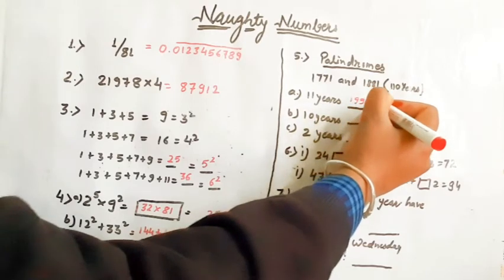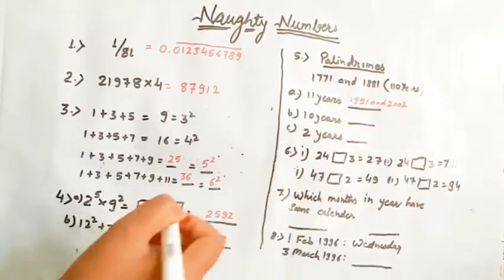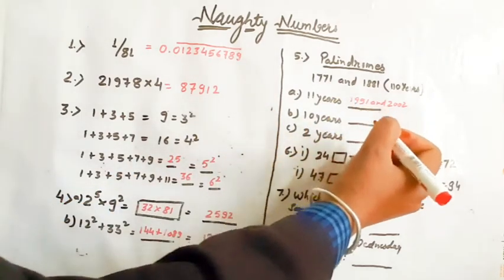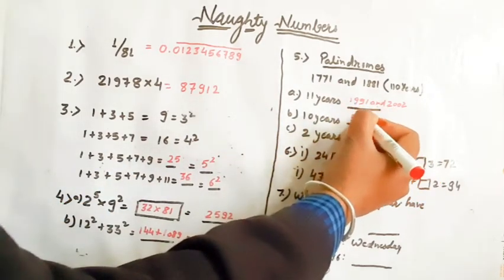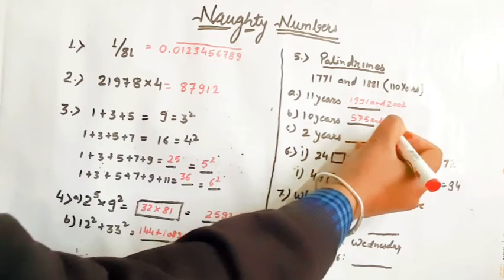1991 and 2002. Next, the difference is 10 years. The years are 575 BC and 585 BC.